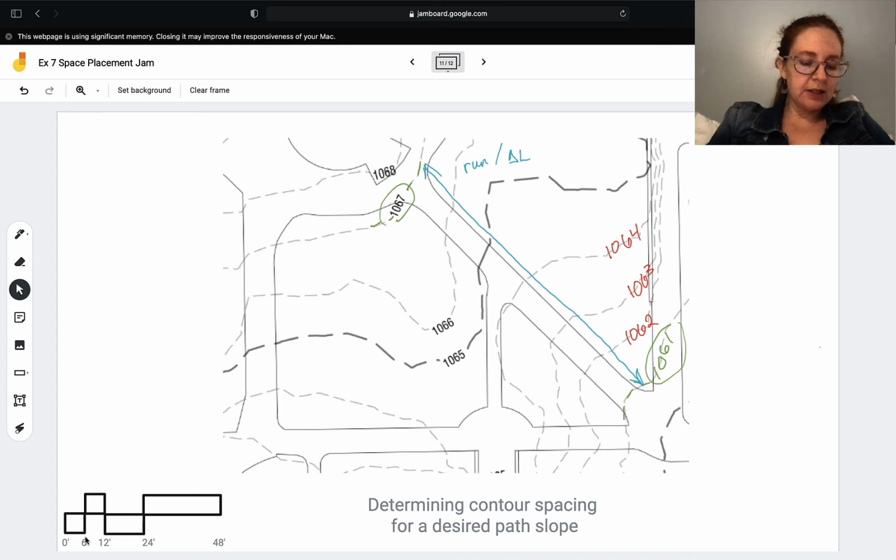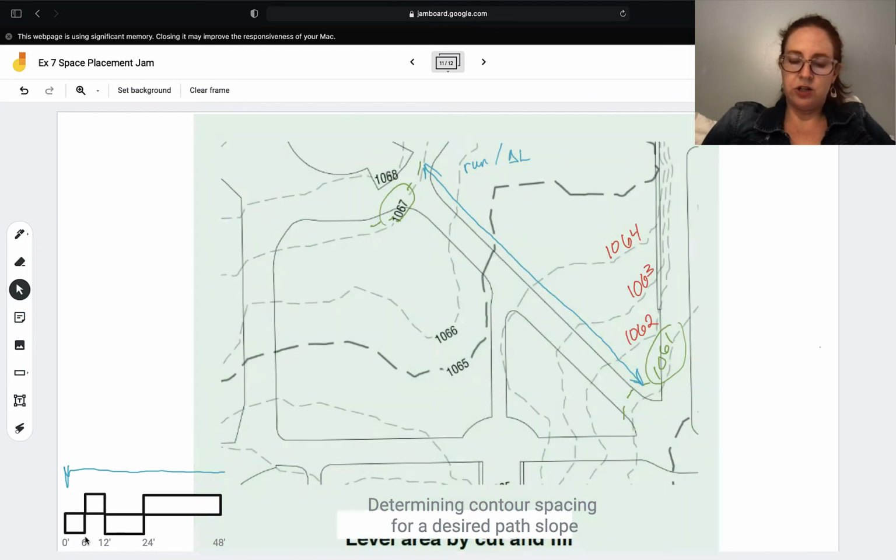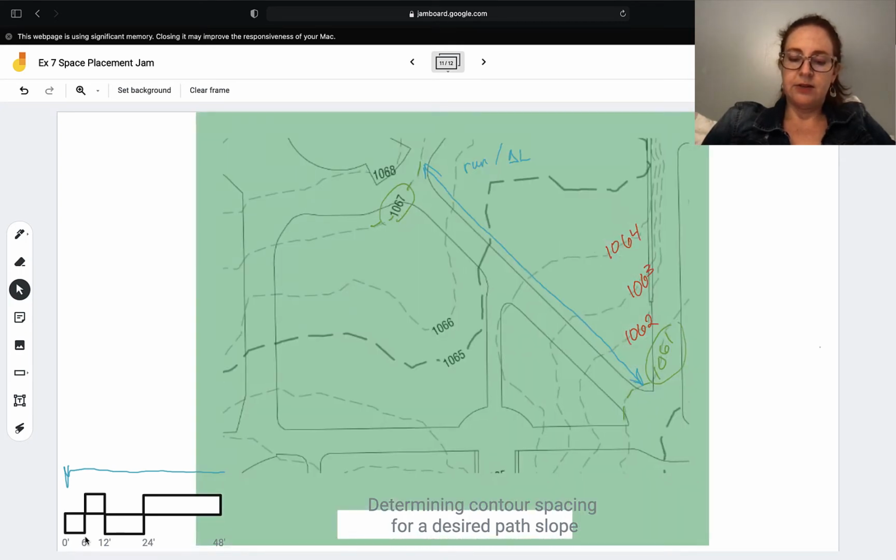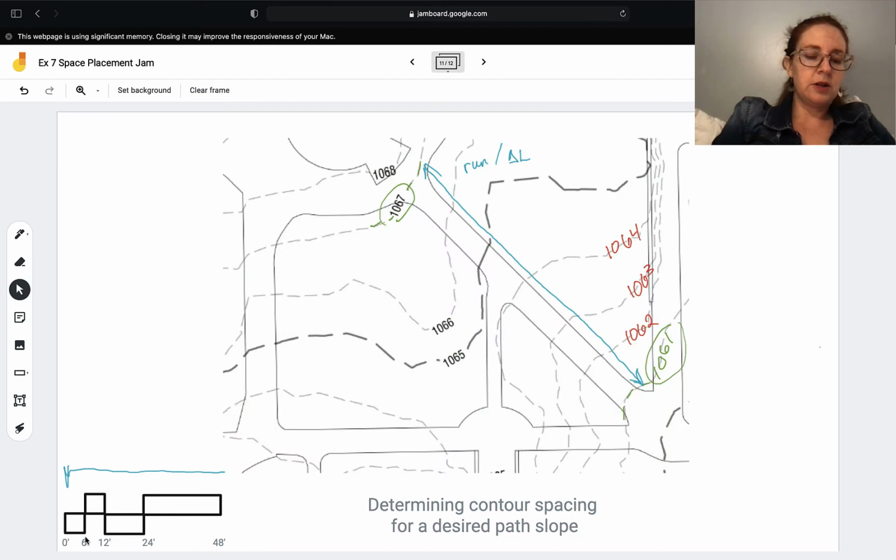So I'm just going to look down here at my nifty little scale. And I know that that distance, 48 feet, I'm just measuring this roughly, 48, 96. This is roughly 99 feet long. Oops. Don't do that. I don't want that to change. Let's see if I can make that go back in place. Good. Okay, so my run is roughly equal to 99 feet.